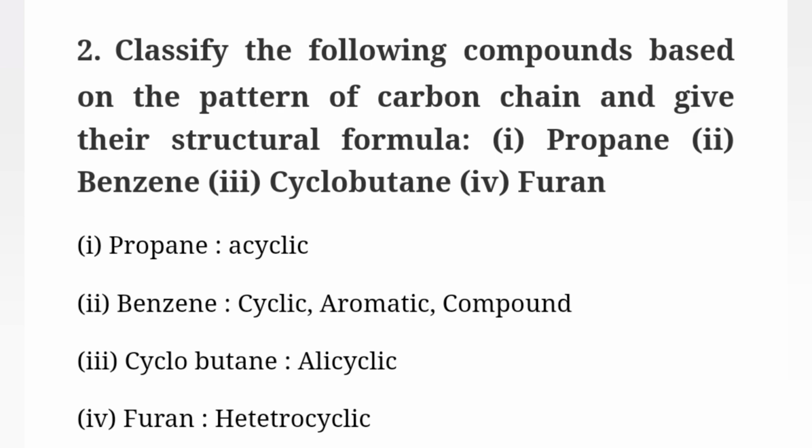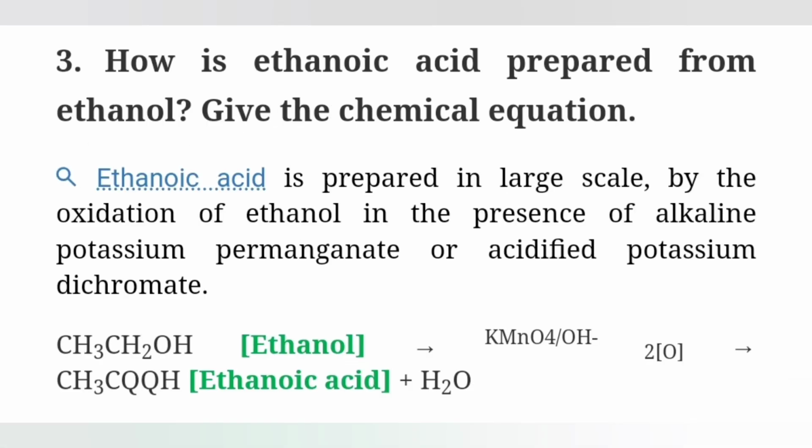Second one, classify the following compounds based on the pattern of carbon chain and give their structural formula. First one, propane. Second one, benzene. Third one, cyclobutane. Fourth one, furan. First point, propane, acyclic. Second point, benzene, cyclic aromatic compound. Third point, cyclobutane, alicyclic. Fourth point, furan, heterocyclic.